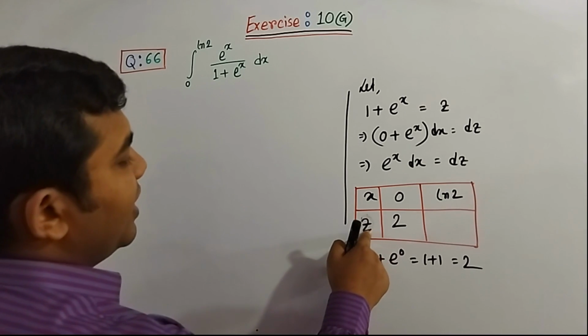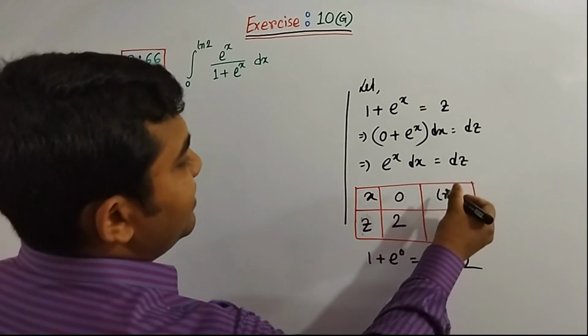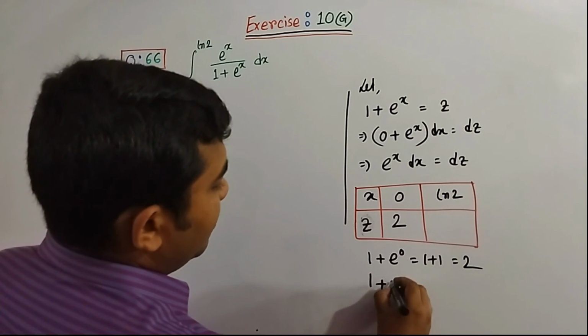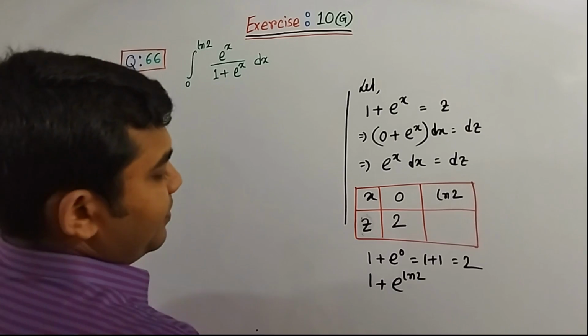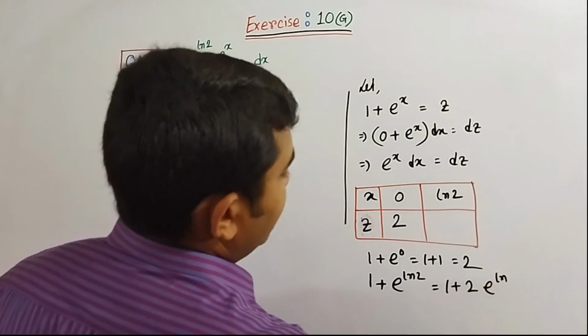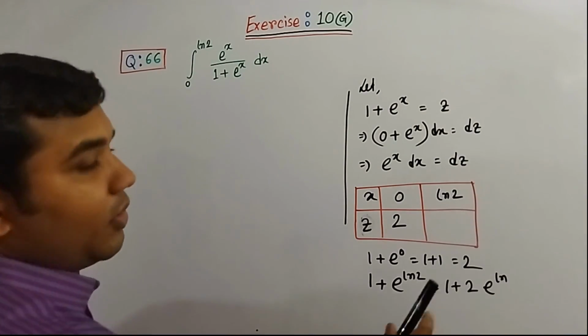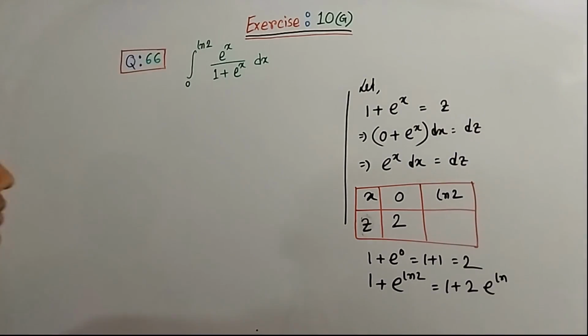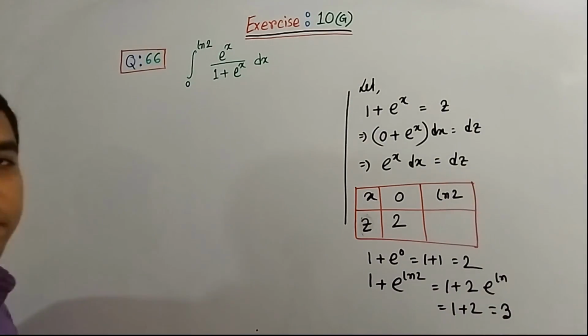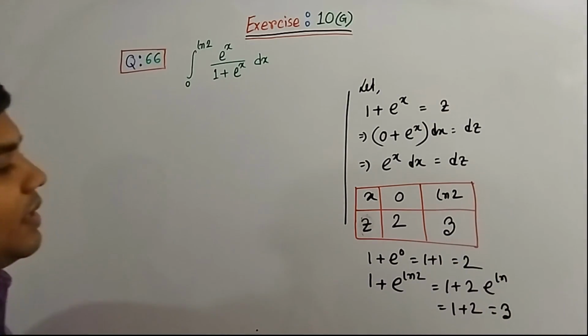Now if the value of x is ln 2, then what will happen? We will get 1 plus e to the power ln 2, and we know this should be 2. So what can we find from here? Any idea? Exactly, so 1 plus 2 should be 3. Clear? So dear students, finally we get 3.